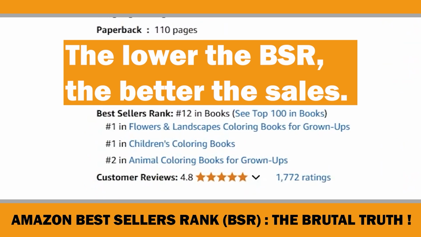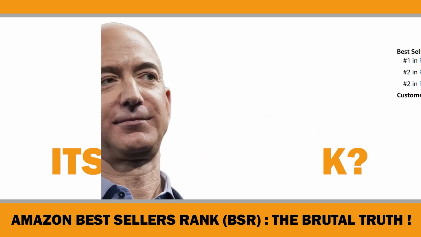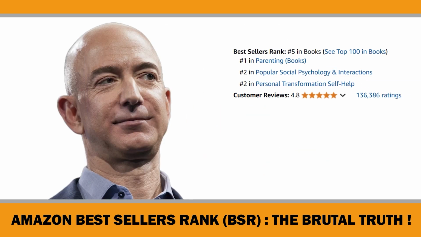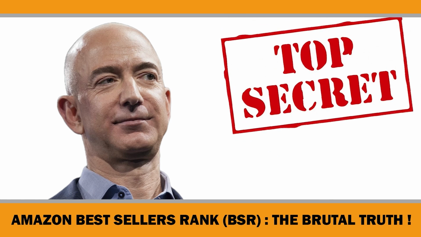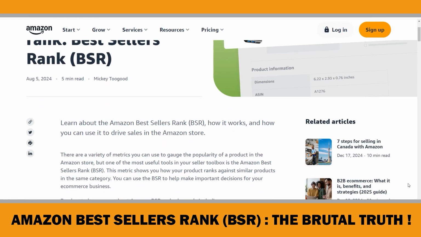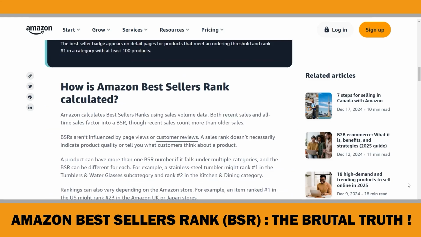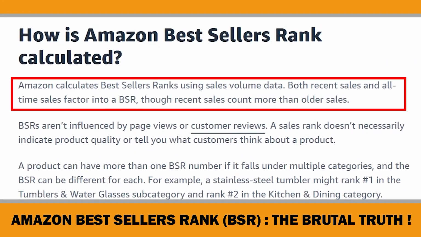But here's a big question. How does Amazon actually calculate its sales rank? First things first, Amazon doesn't actually share how the bestsellers rank is calculated. It's a bit of a mystery, but the best way to get answers is to see what Amazon itself says about it. Let's start by checking out Amazon's official blog post about BSR on Seller Central. Here's what Amazon says. Amazon calculates bestsellers rank using sales volume data. Both recent sales and all-time sales factor into a BSR, though recent sales count more than older sales.